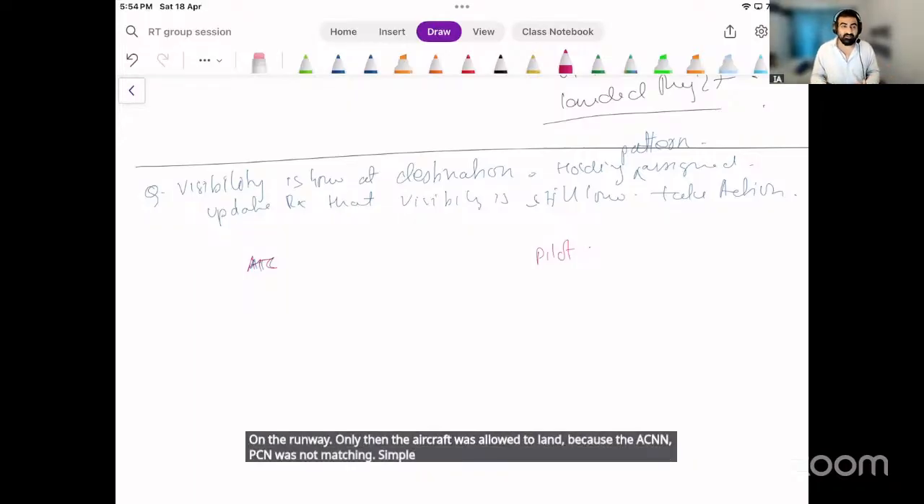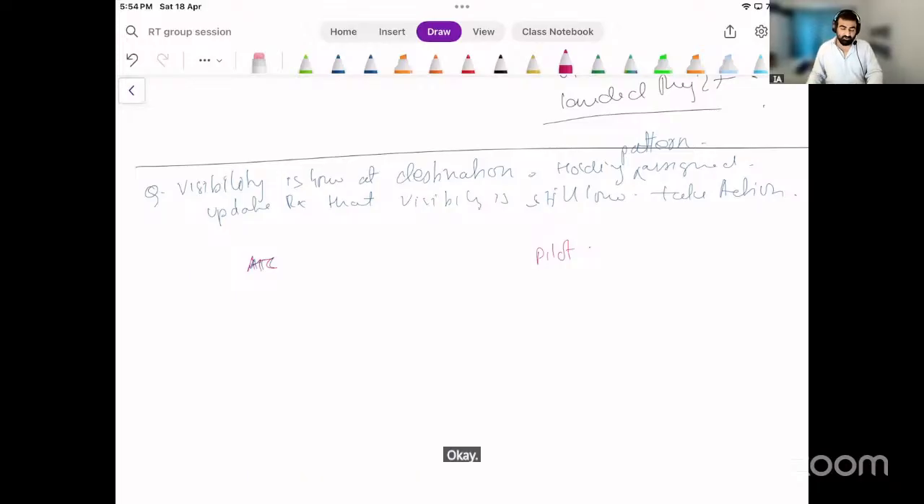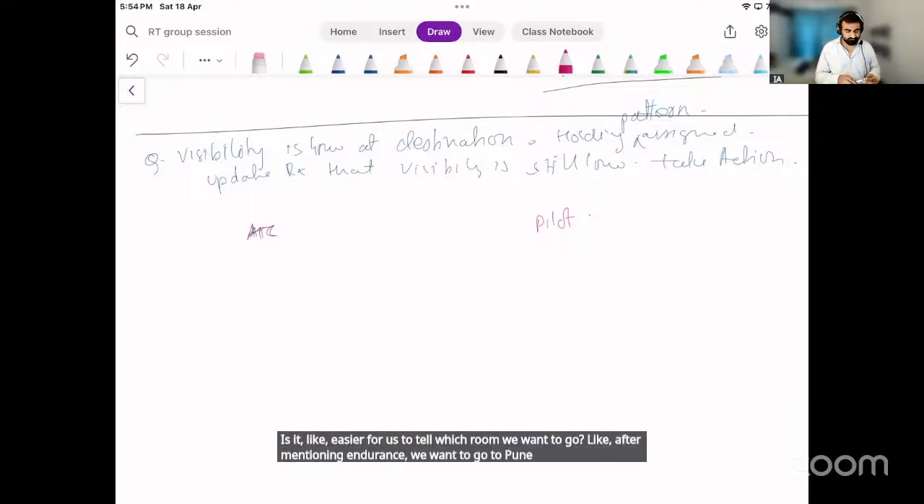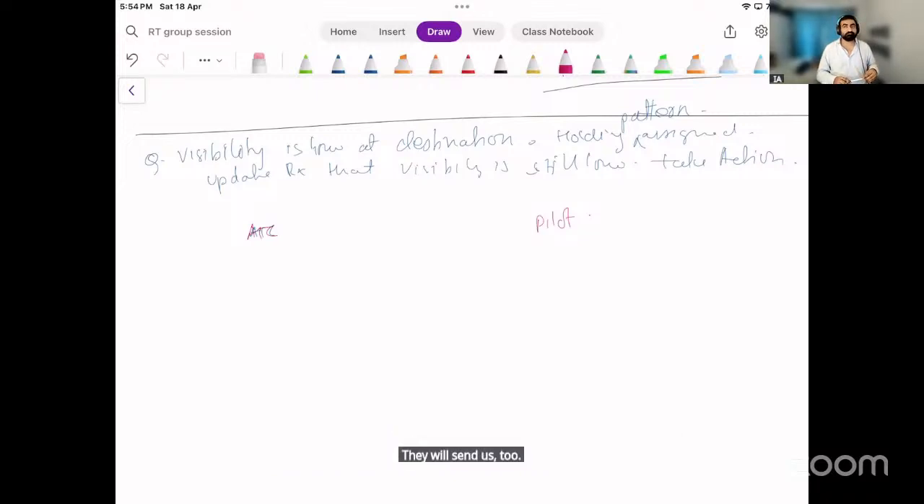Simple. Okay. Sorry to disturb, but in this case, is it easier for us to tell which aerodrome we want to go to? Like after mentioning endurance, we want to go to a Pune-specific aerodrome because we already sorted it out, we already calculated how much fuel we need, or we can let them decide which aerodrome they will send us to, or we can just mention the endurance and divert to the nearest aerodrome.